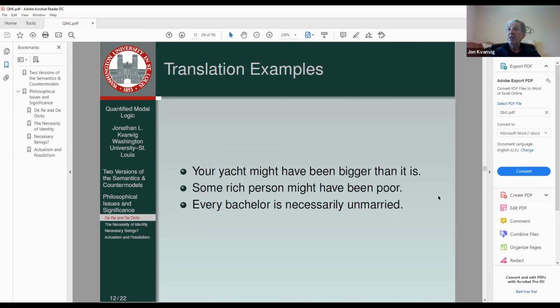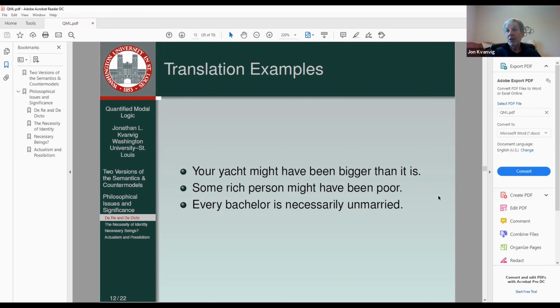You don't want the possibility operator outside governing the whole sentence, because then you'd say, it's possible that there exists some person that is both rich and poor. That's not what you meant. What you meant is there is a person who happens to be rich and was possibly poor. Notice that pushes the possibility operator to the end of the sentence, to the de re position.